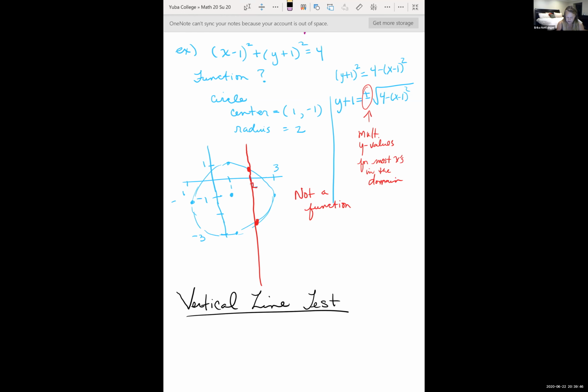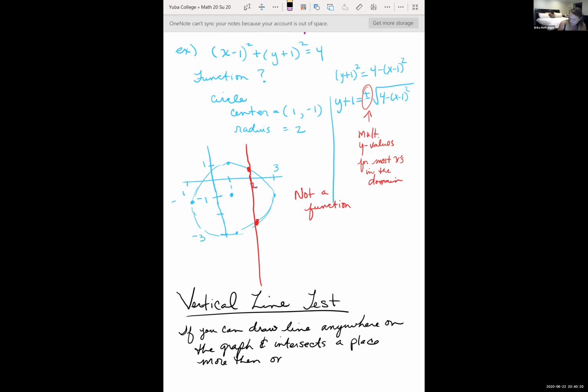can be used to test to see if a graph is a function. So if you can draw a vertical line anywhere on the graph and it intersects a place more than once, then it is not a function.